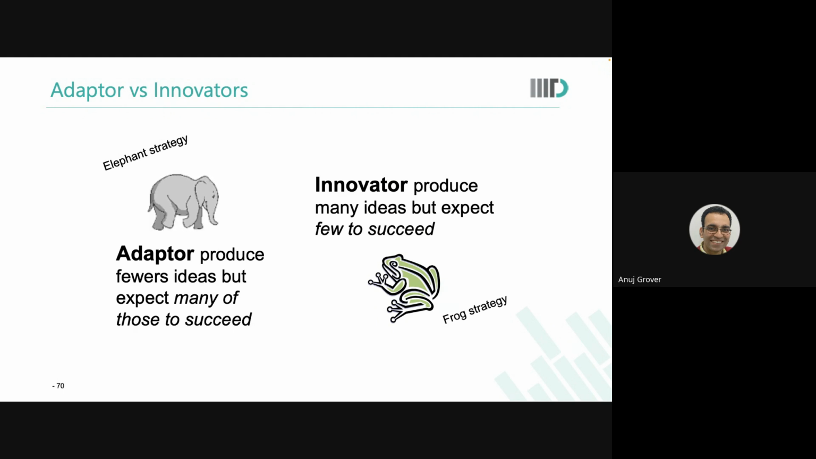And when the frog comes up with so many ideas, you also know that I have to quickly see, I know everything will not work. So I will spend just a little time on evaluating every idea and then say, this seems to work, let me go with it. An elephant, on the other hand, says, no, process.